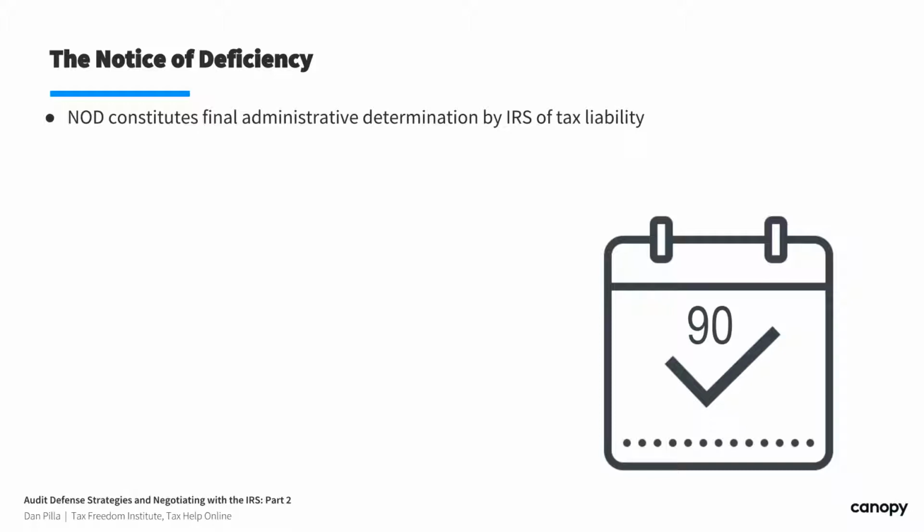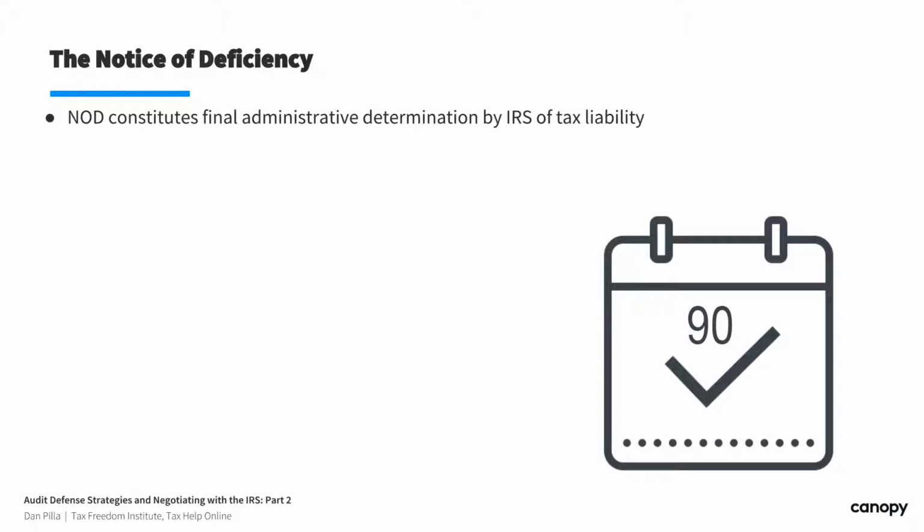So the 30-day letter that we just talked about is not a notice of deficiency. It's a 30-day letter that gives the taxpayer the right to appeal. Even if you don't respond to the 30-day letter, either on time or at all, the IRS cannot assess a tax based on a 30-day letter. They must mail the notice of deficiency. It's part of the deficiency procedures.